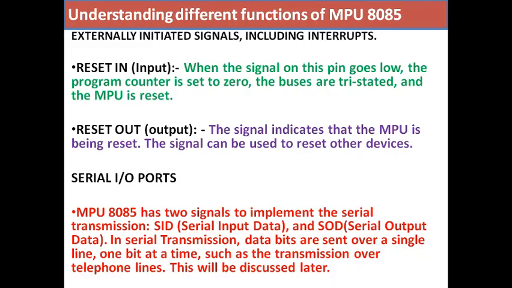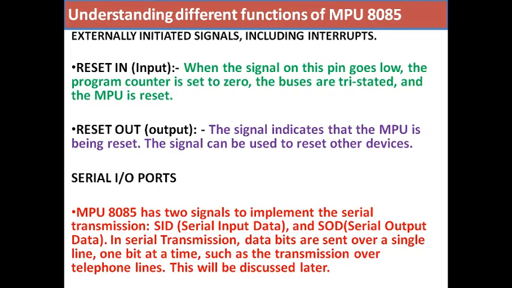Now RESET OUT. Reset out is a signal which indicates that the microprocessor 8085 is in the reset condition. There are many devices connected with the 8085, and if the microprocessor is in the reset condition, the other devices also need to know that. So reset out sends out the signal which indicates that the particular microprocessor is in the reset condition.